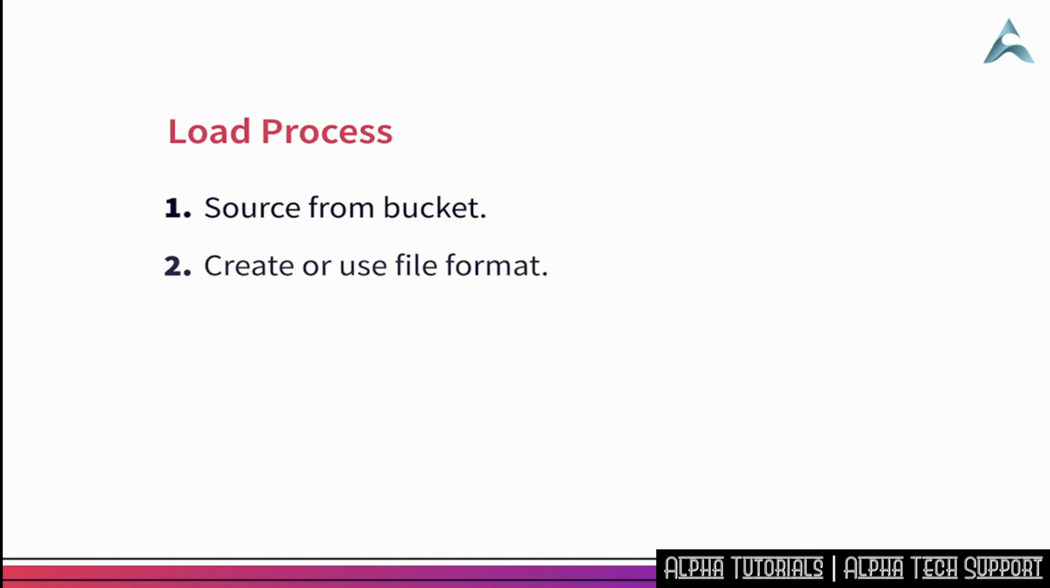So we are going to start with thinking about loading from a high level, and then we're going to drill in for some specific examples and scenarios. But from a high level, you're going to source your files or your data, usually from a cloud-based bucket. It doesn't have to be, but that's the most general pattern. And then you're going to create or use a file format. So CSV, JSON, custom, you have to specify what is the format.